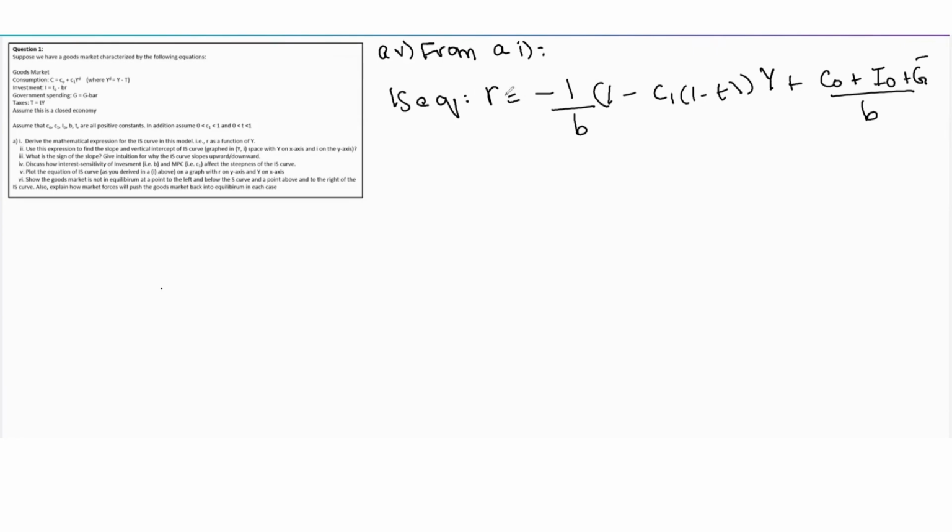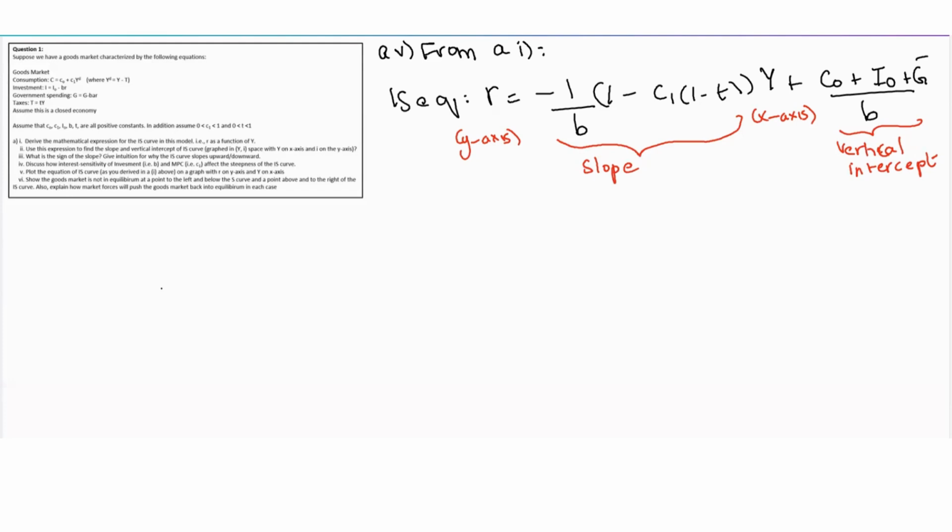So we can compare it to the general equation of a straight line, where R represents the variable we will plot on the y-axis and Y represents the variable we will plot on the x-axis. The coefficient of the variable on the x-axis gives us the slope, and the constant term is the vertical intercept, like comparing it to the form y equals mx plus c. We did this in part one. Now we essentially want to plot this IS curve.